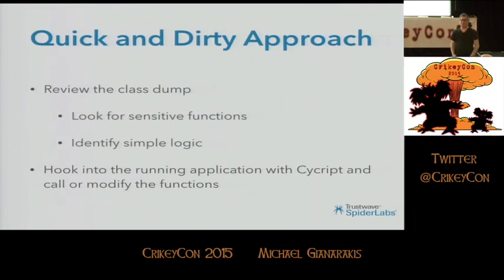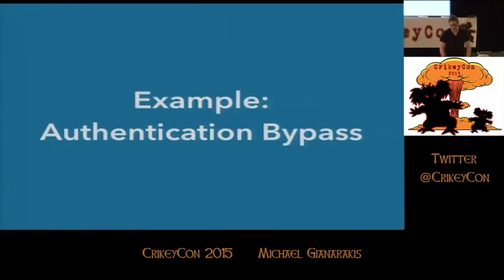So again, a quick and dirty approach. You go back to the class dump and look for sensitive functions, and really where you get the quick wins, and where you still see a lot on iOS, is simple logic. So you hook into the running application with Script and then either call the functions directly or modify the function somehow to do what you want it to do. So I'll demonstrate an authentication bypass for Evernote.